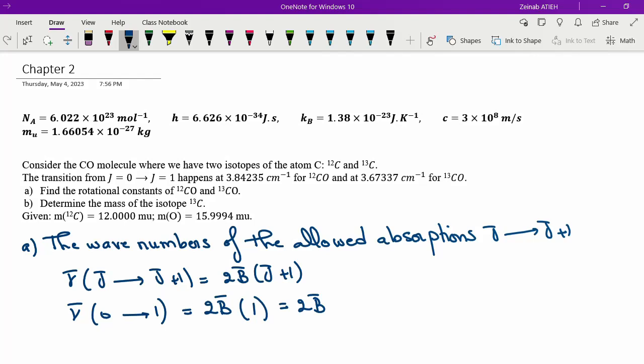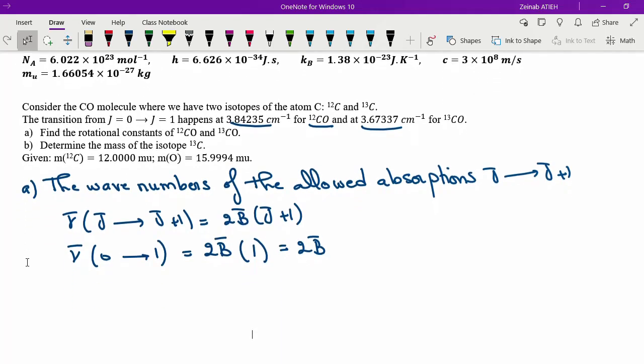In reality, the number given here represents the wave number of the absorbed photon for a transition from a level of J equals 0 to J equals 1 for the molecule C12O. And this number here is the same, it is the wave number of the absorbed photon for a transition from the level J equals 0 to J equals 1 for the molecule C13O. So these two values are equal to 2 B bar. So if we know them, we are able to find B bar for C12O and B bar for C13O.